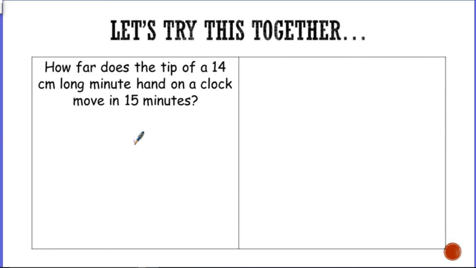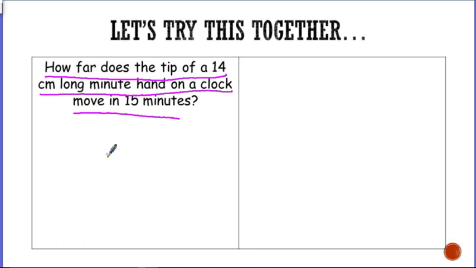This says, how far does the tip of a 14 centimeter long minute hand on a clock move in 15 minutes? So if you look at this question here, first thing you need to do is underline what they want you to solve for, or the question, and then we're going to go back and see what's given and then draw a picture if we're not given a picture, and then answer the question. So here, how far does the tip of a 14 centimeter long minute hand on a clock move in 15 minutes? If I restate this, I need to see how far that minute hand moves in 15 minutes.